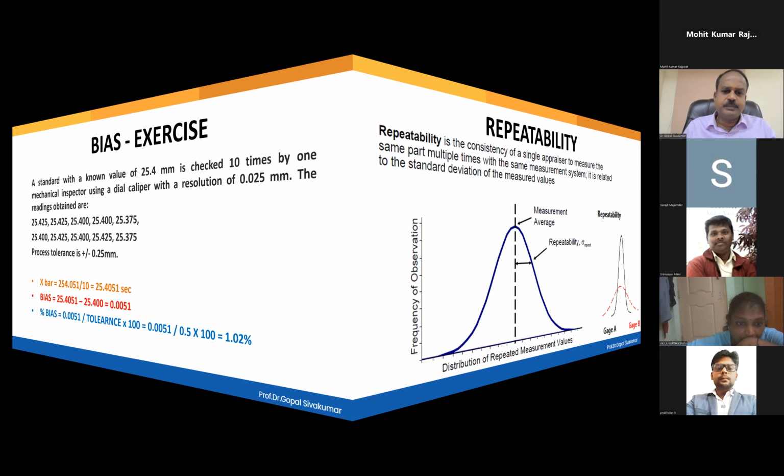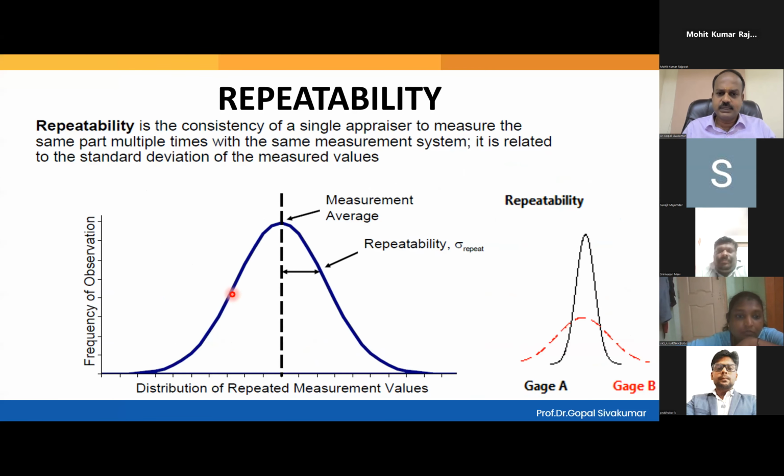So the bias is understood. Now this is the definition for repeatability. Can one of you read it out louder? What is repeatability and what is repeatability error? There is a difference in the word also. When I say repeatability, that's needed. When I say repeatability error, that should be minimized, right? Anyway, can one of you read out what is repeatability?